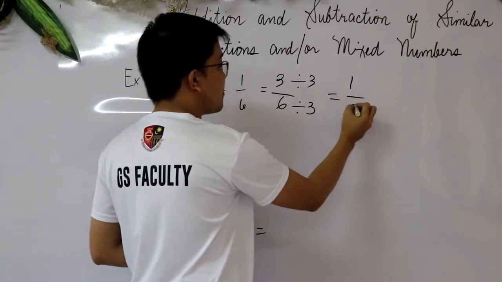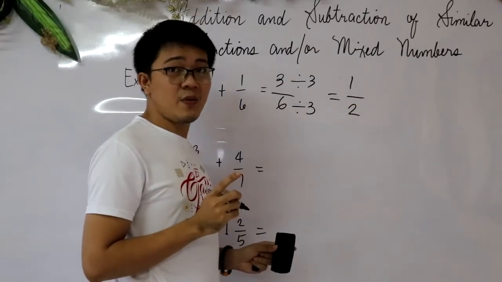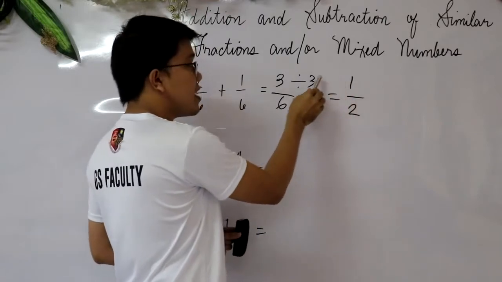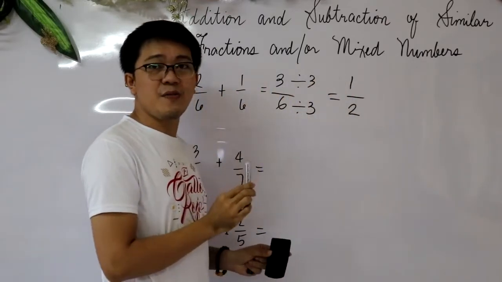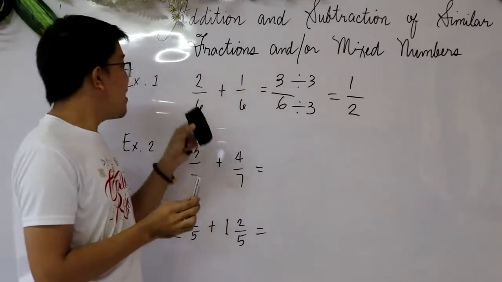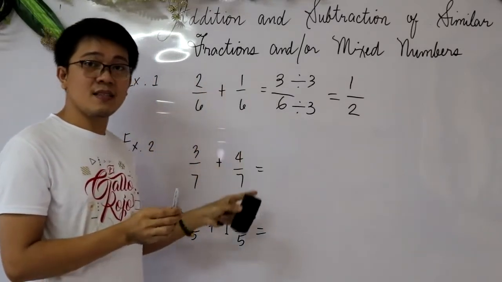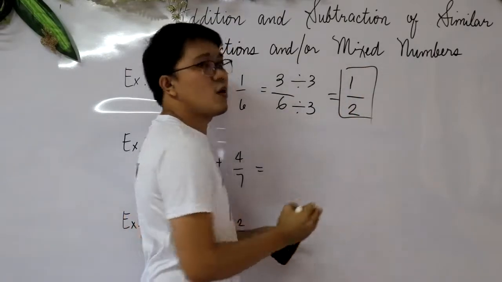What is 6 divided by 3? Perfect, it's 2. Let's try to check if we got the correct fraction here. 1 times 3 is 3, and 2 times 3 is 6. Therefore, we say that 2/6 plus 1/6 is 1/2.